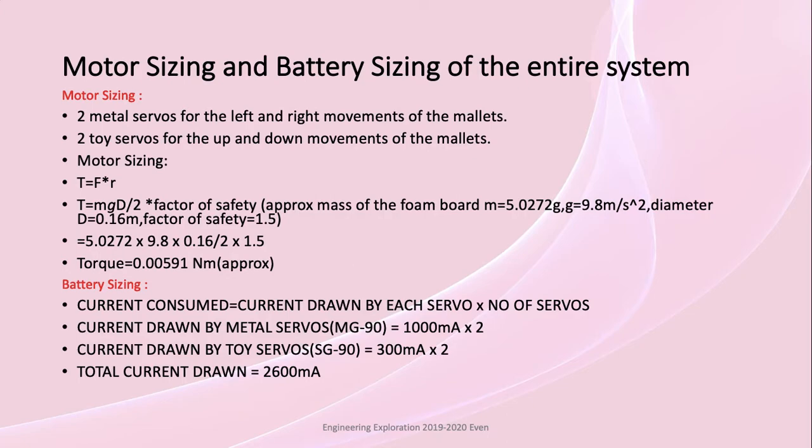Battery sizing. Current consumed is equal to current drawn by each servo into number of servos. Now, here current drawn by metal servo would be equal to 1000 milliamperes into 2 as we require 2 metal servos, and current drawn by toy servos is equal to 300 milliamperes into 2 as we require 2 toy servos. Thus, the total current drawn is equal to 2600 milliamperes.